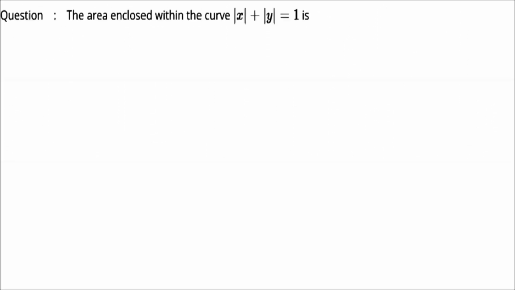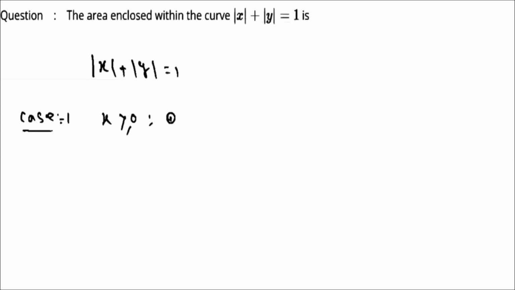Thank you. Hello my dear student. Here the given question says that the area enclosed within the curve mod x plus mod y equals to 1. Here the curve is mod x plus mod y equals to 1. Here we consider many cases. Case 1 is when x is greater than or equals to 0 and y is greater than or equals to 0. Then we have x plus y equals to 1, which is number 1.